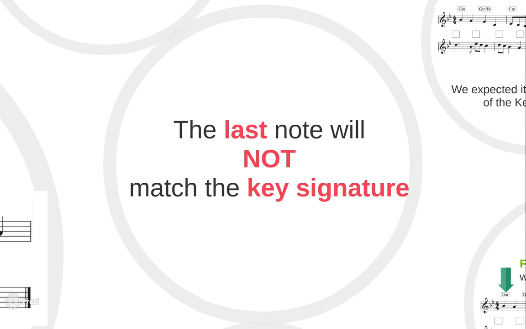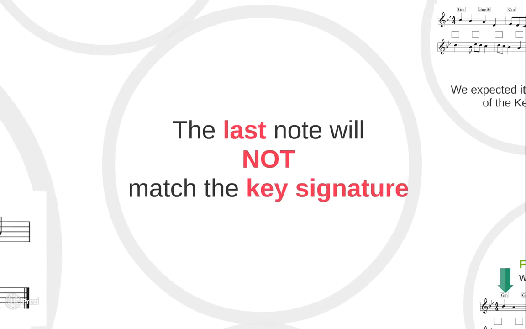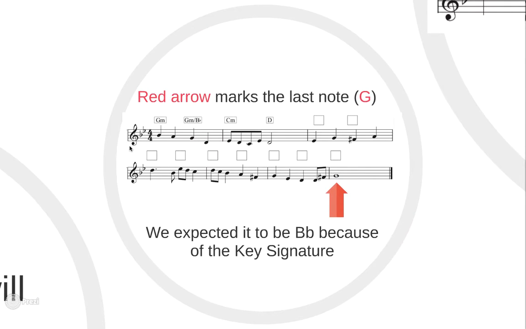The next thing we look for is that the last note will usually not match the key signature. So in the key we're in, we expect this key to be B flat. 2 flats is our key of B flat. So we'd expect the last note to be B flat. But when we go and look at it, the last note is actually G. The red arrow there marking the last note. So it doesn't match what we expected it to be.